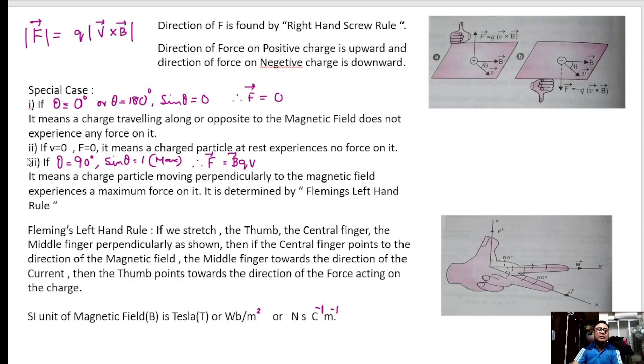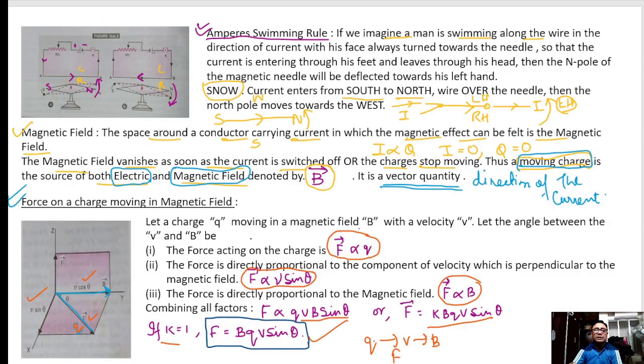So this is the first formula which we have studied. Please remember it. This is the force acting on the charge moving in a magnetic field. Clear?